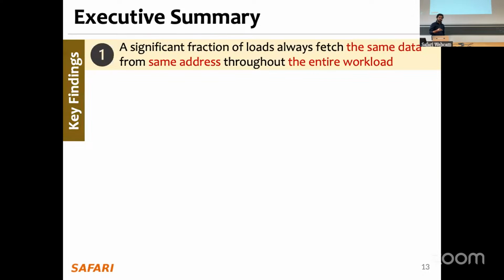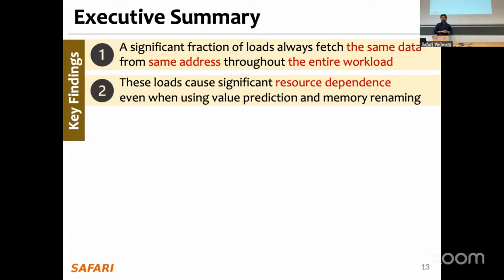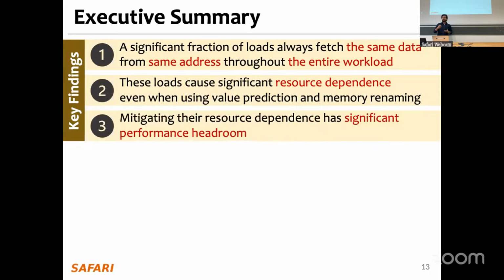We make three key findings. First, in general purpose workloads that we normally execute in CPUs, a significant fraction of the load instructions always go to the same address and always fetch the same data. We are going to discuss why that's the case and see some examples. Second, we show in this paper that a significant fraction of these loads cause resource dependence. And third, if you eliminate this resource dependence, there is a significant amount of performance headroom to be had. Those are the three key findings of this work.